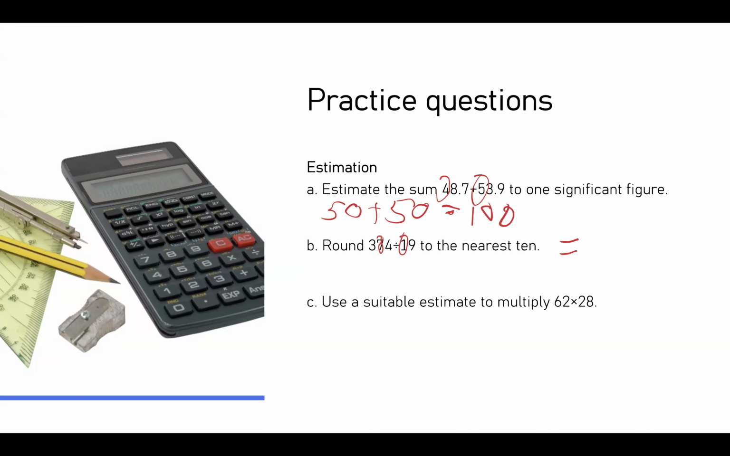So the answer is 19.68, continues on. But we want to round it to the nearest 10. That's the 10, so we will look at the next number, which is 9. So 19 to the nearest 10 is 20. So the answer would be 20 here.